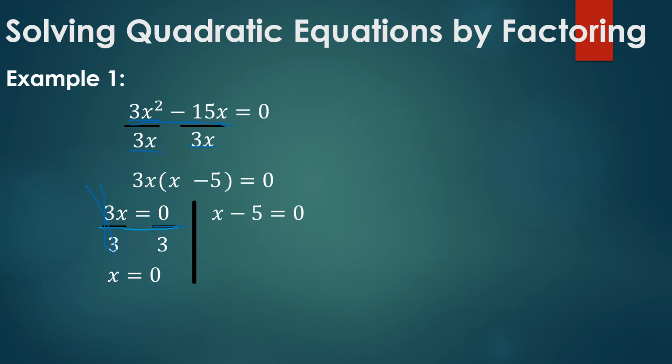Another. This one, x minus 5 is equal to 0. We have to isolate x only on the left side of the equation in order for us to find the value of x. So what are we going to do?